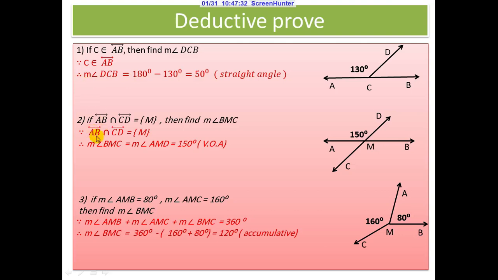The second one, this "since" for VOA: when we have two vertically opposite angles, we must write this condition in "since", and we deduce that. And number 3, if we have many angles around one point, we must write this in "since" this way, and we deduce "therefore" to find the missing angle this way. Let's see more exercises on this lesson.